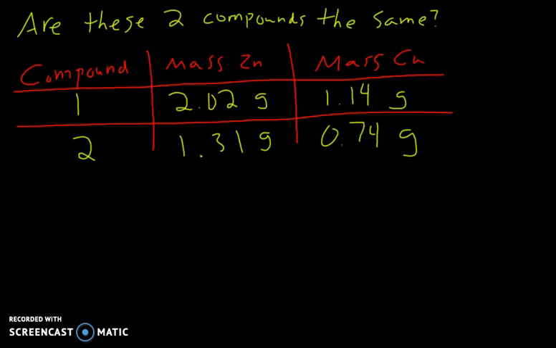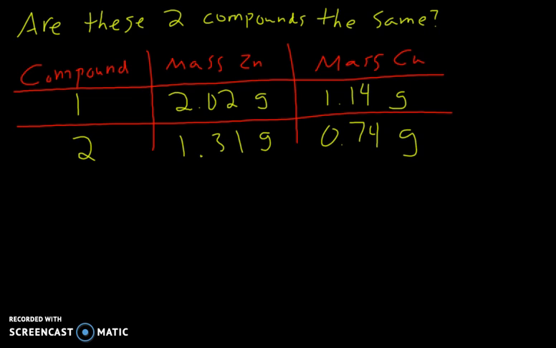Hello, in this video we're going to be talking about the law of definite proportions. So in problems like these, you're going to have usually two compounds, and they're going to ask you, are these compounds the same? So, in this case, we've got two compounds made up of zinc and copper, and we've got to tell whether they're the same.